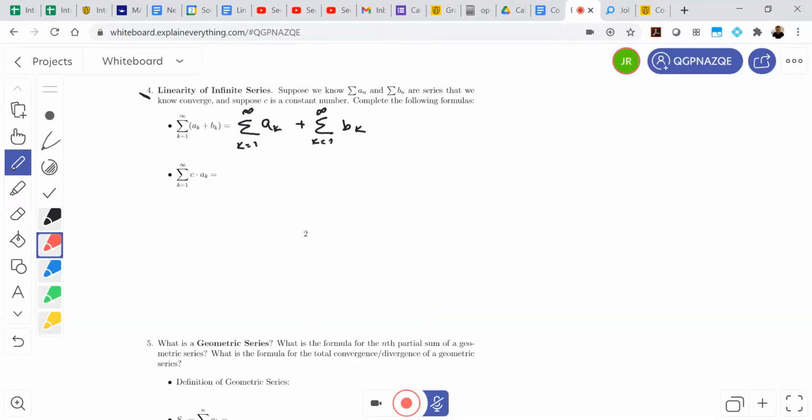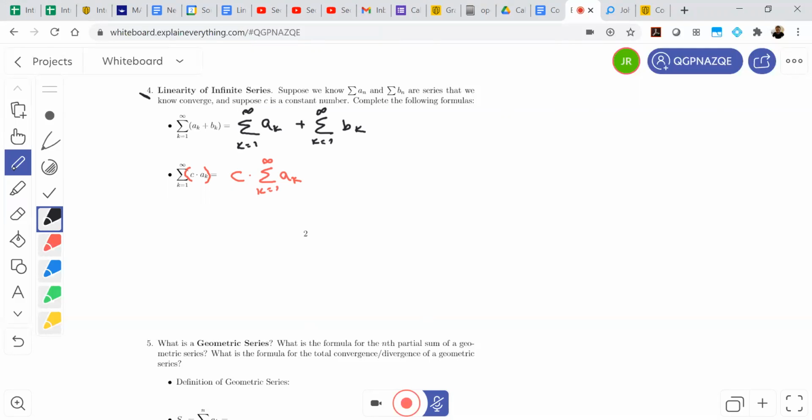Similarly, if we have a series that is just a constant c times a sub k, right? So here, let's pay attention to these secret parentheses. This is a series in which the things we're adding up are of the form c times a sub k. This should end up equaling c times the sum as k goes from 1 to infinity of a sub k. So these are our formal looking rules, basically saying we can break things up across addition, and we can also break things up across multiplication by a constant number.